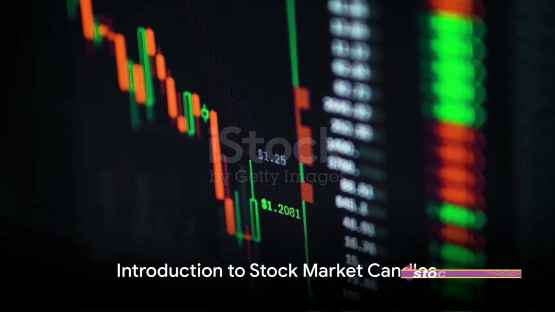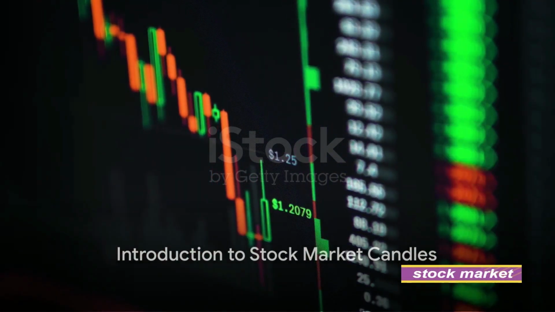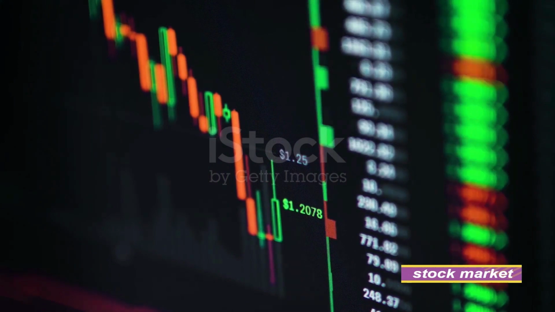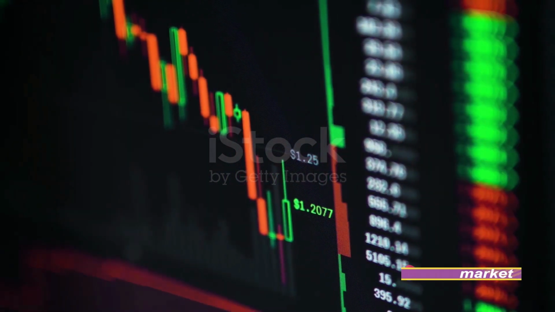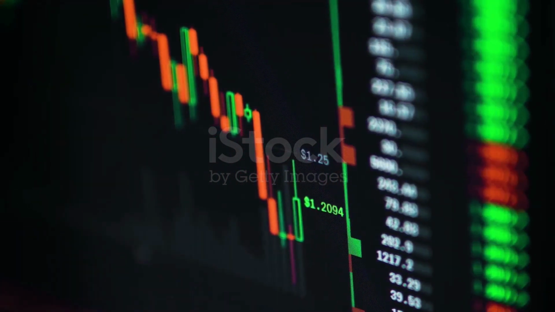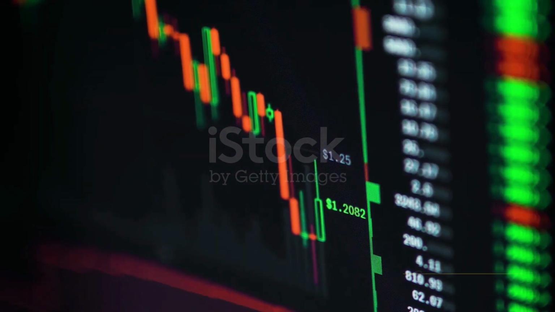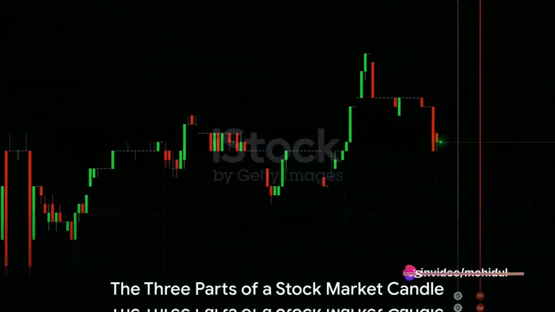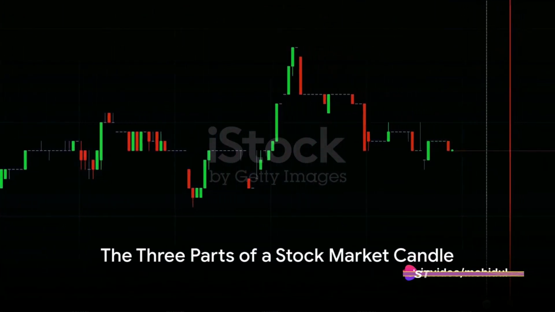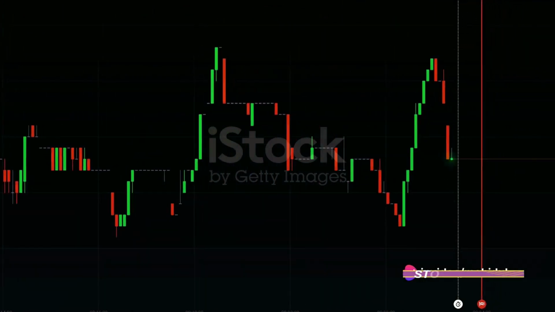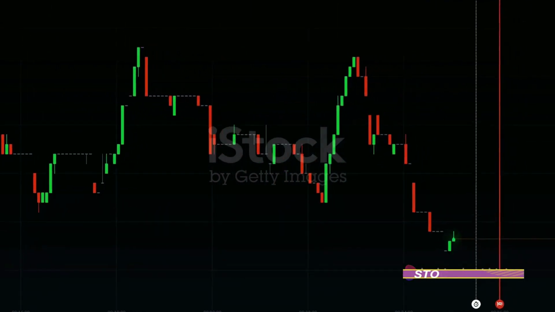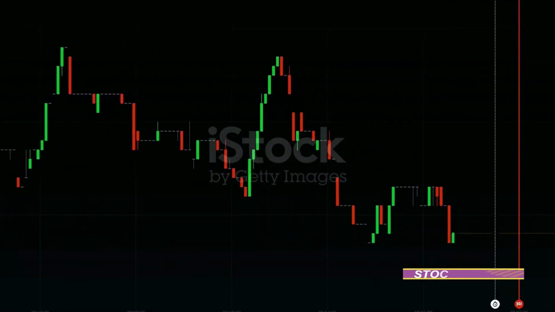Ever wondered how to read stock market candles? Understanding these little figures might seem daunting at first, but fear not. Today, we delve into the fascinating world of stock market candles, breaking down every part and explaining its significance. The stock market candle, also known as the Japanese candlestick, is an essential tool for understanding the movement of a stock's price over a certain period.